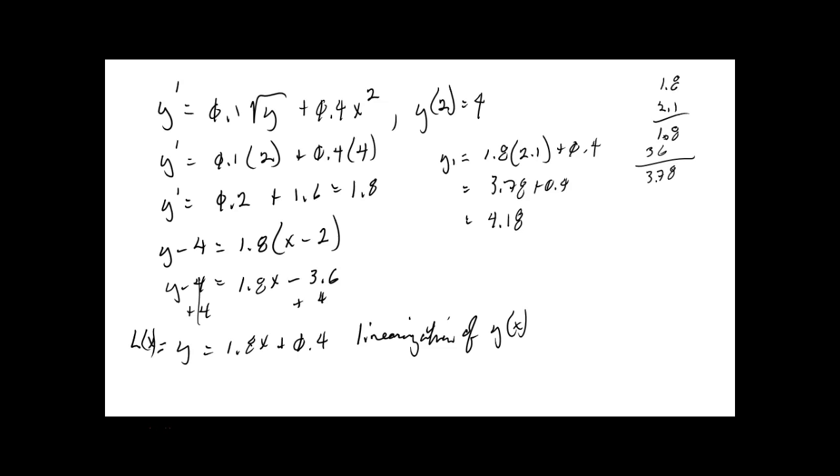So now we have an x1, y1. The x1 is 2.1, the y1 is 4.18. What do we do with that? We plug it back into our y prime, the thing we know. Now what we're doing is guessing. That's pretty close to the point that we're interested in. So now let's see what the slope is at that point. So we're going to do 0.1 times the square root of y, which is 4.18, plus 0.4 times 2.1 squared.